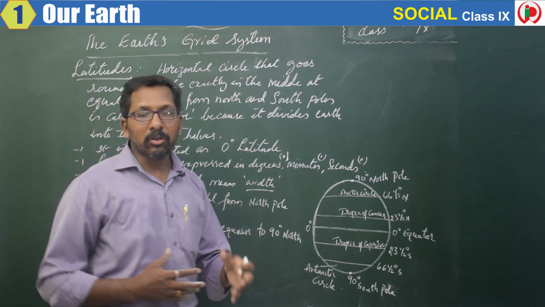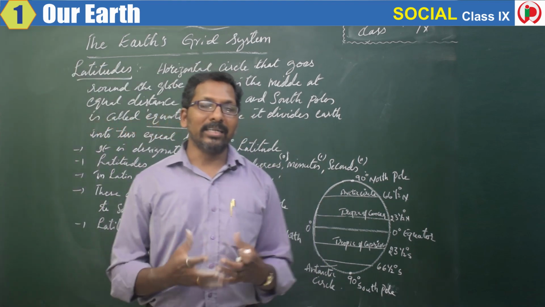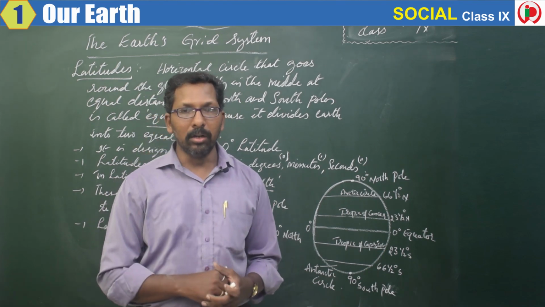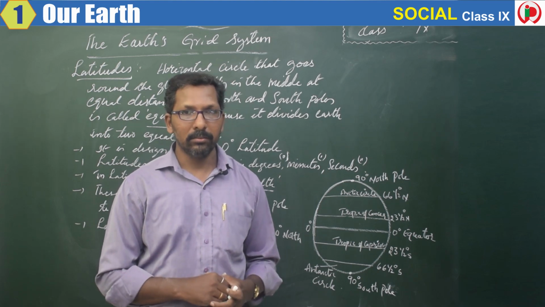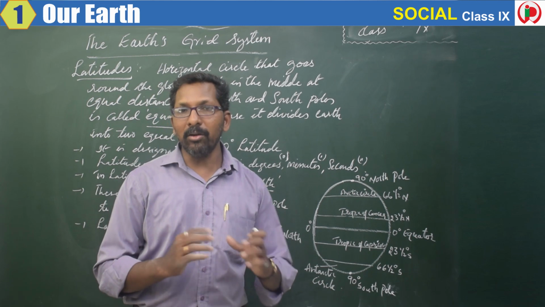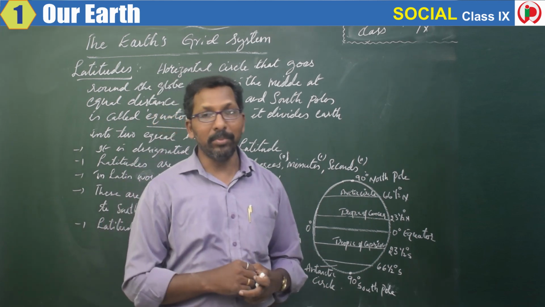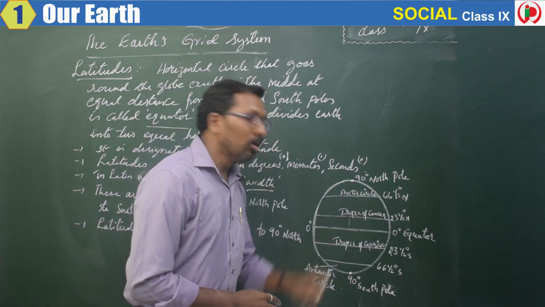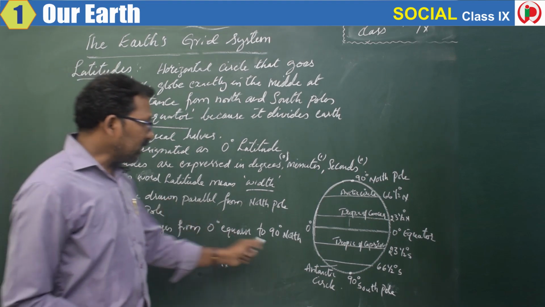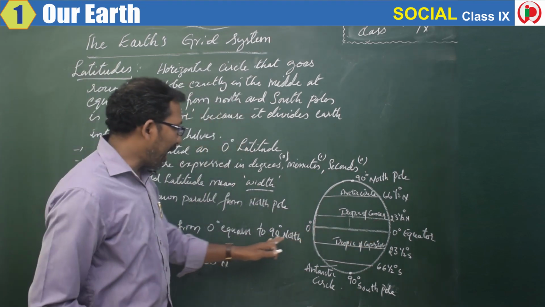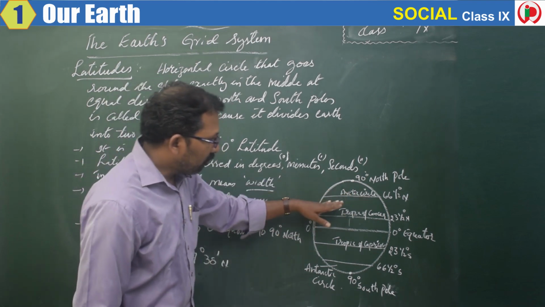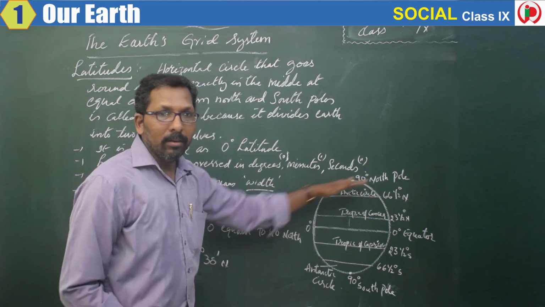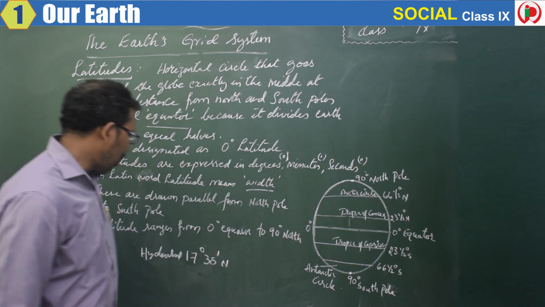From where did we get this word latitude? We got the word latitude from the Latin word latitudo. The meaning of latitudo is width. And these latitudes are drawn parallel from the North Pole to the South Pole.